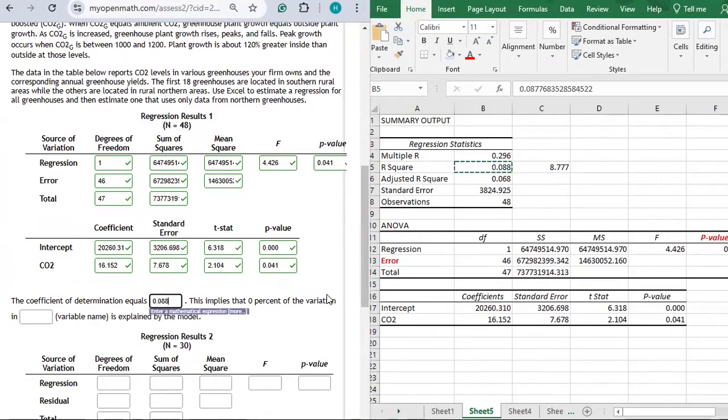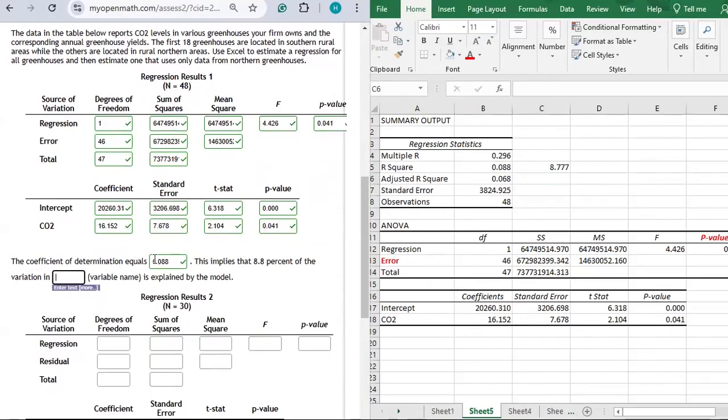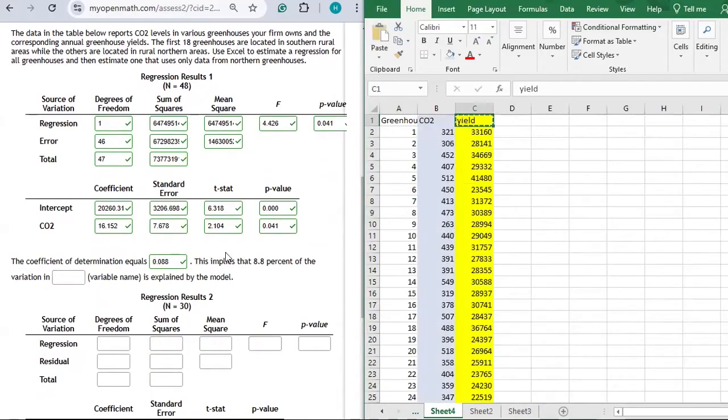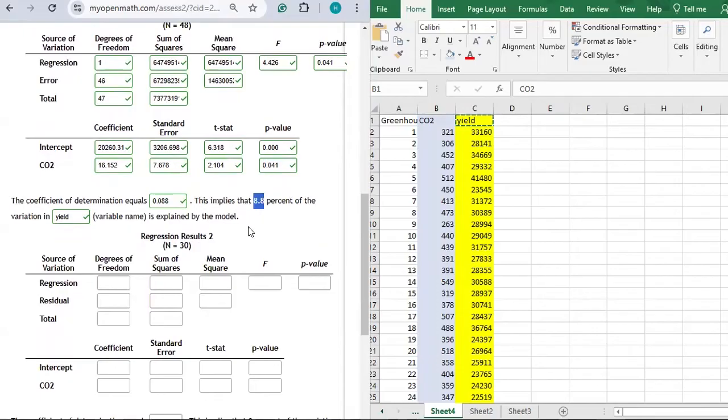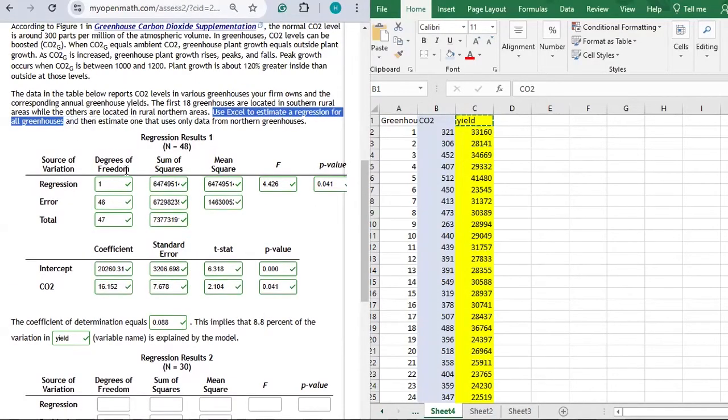If I multiply that by 100%, this implies that 8.8% of the variation in yield is explained by the model, and the model is a simple regression with CO2 and yield. This isn't very big. What's going on here? Well, in the first regression, we're using all the data to see how CO2 affects crop yield. And we're going to run a second regression that uses only data from northern greenhouses. The first 18 greenhouses were located in the southern rural areas, while the others were located in northern areas.